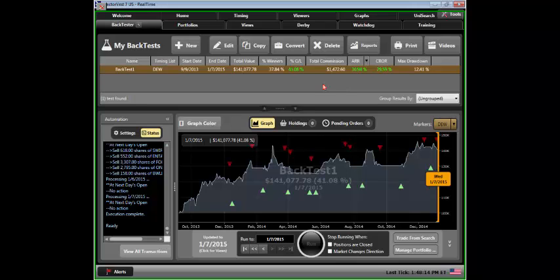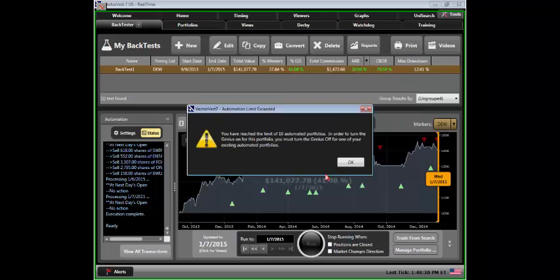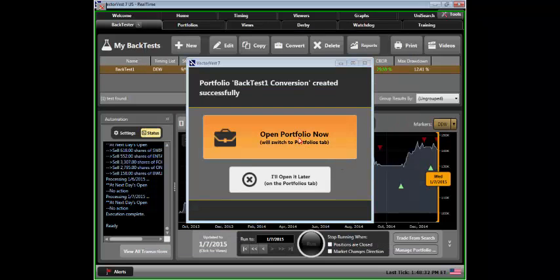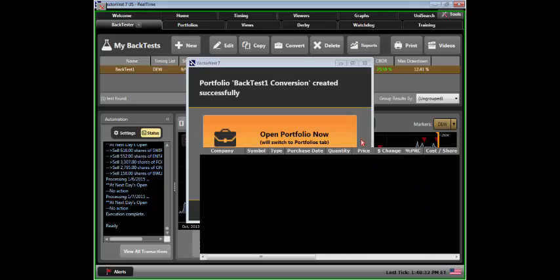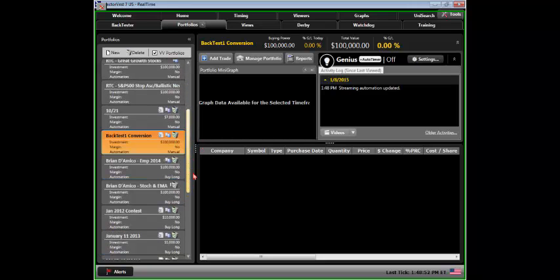You can take this trading plan. Let's say you like this trading plan, and you can turn it into a portfolio that automatically runs every day. You could do that by simply clicking on this button right here that says Convert. And I'm just going to start this with an empty portfolio and hit OK. When you do this, I'm also using another plugin with VectorVest called the Auto Timer. I can set this up so that it is going to be running. It's using a tool called the Genius. And let me see if I can find one down here that's already been running.